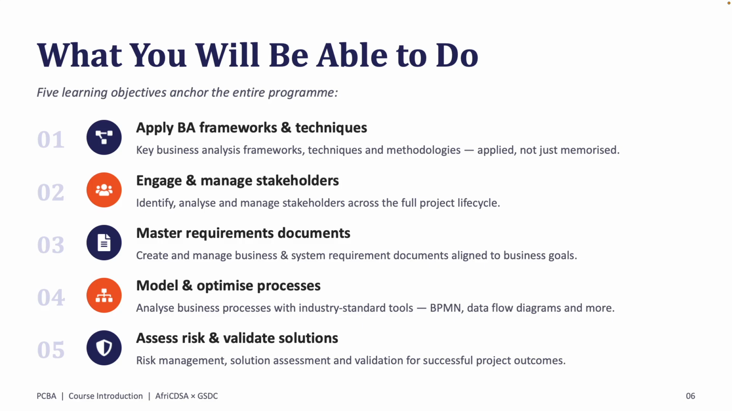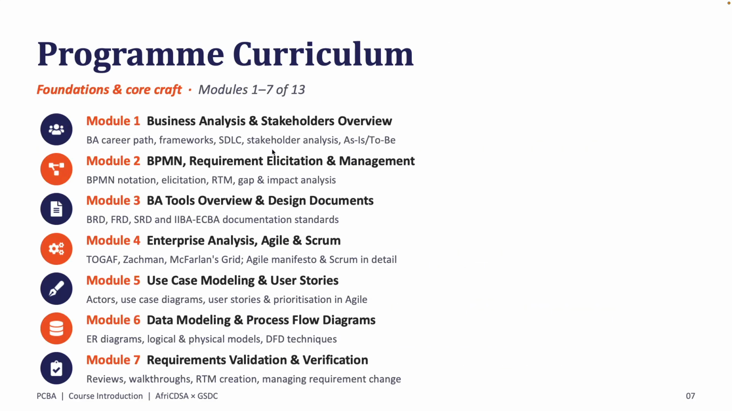So these are the 5 things that you've mapped for this entire course. You need to understand this. Applying the business frameworks, engaging and managing stakeholders, and then mastering the documents that I've talked about. Then there is modeling and optimizing processes, and then there is assessing the risk and validating the solutions part of it.